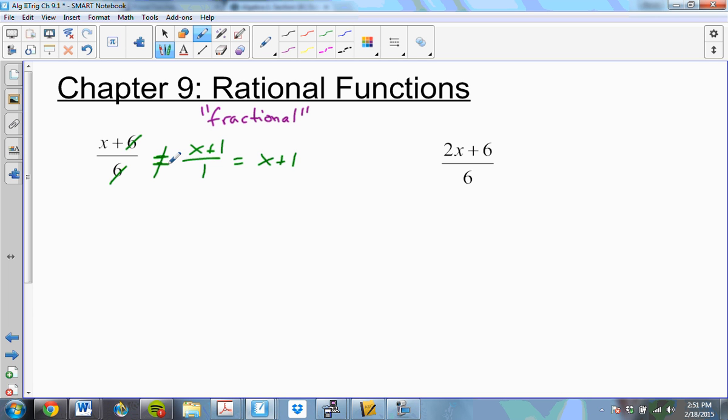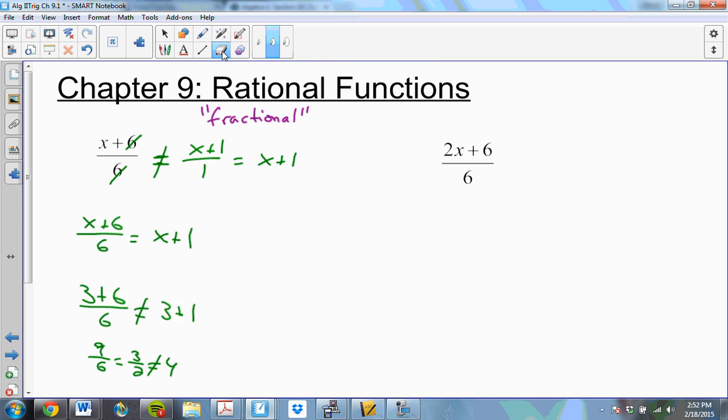If x plus 6 over 6 was actually the same as x plus 1, that would have to be true for any value of x. But if x was something like 3, 3 plus 6 over 6 is not the same as 3 plus 1, because 3 plus 6 over 6 is really 9 over 6, which is really 3 over 2, which is very clearly not 4. So one reason you can't do it is just because mathematically you're not allowed to do it.